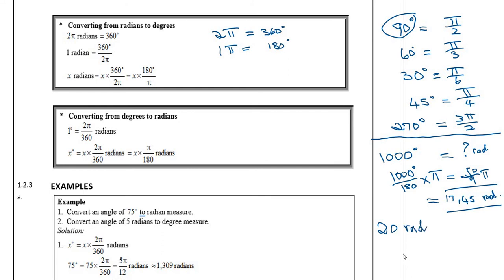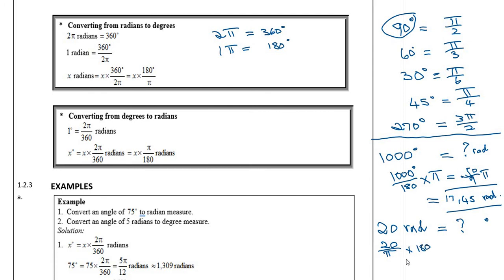20 radians. Let's see what that is in degrees. So I want to now know how many degrees. So now what we do is we take the 20 and we divide by pi. You see, if we have radians, we divide by radians. And then we multiply by 180 to convert it to degrees.